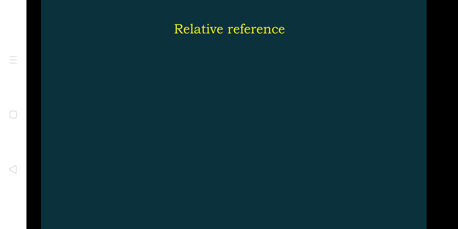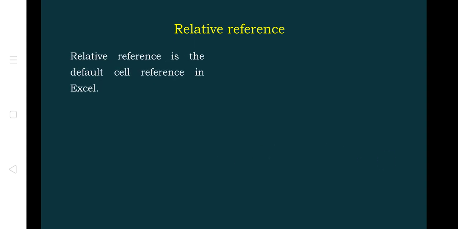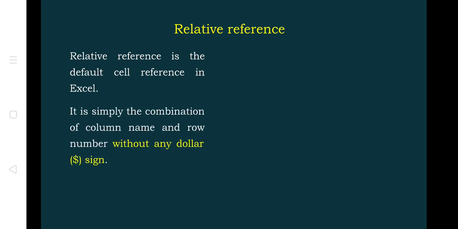First we shall see about the relative reference. Relative reference is the default cell reference in Excel. It is simply the combination of column name and row number without any dollar sign. So if you want to make this address a relative reference, we are not using any dollar symbol before the cell address. Otherwise, if it is absolute, we always put a dollar symbol in front of the cell name or the cell address.